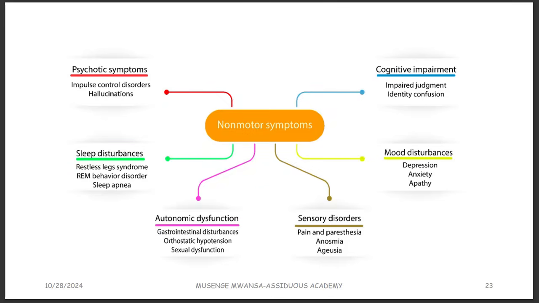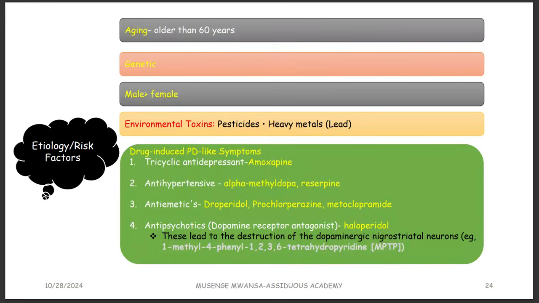So you can see the problems are really a lot, right? What are the causes of Parkinson's disease? Age greater than 60 years is a predisposition factor, also genetics. The male gender is also one feature that is going to lead to a risk. So, in other words, if you want to be at a decreased risk, be a female. And environmental toxins like pesticides and heavy metals.